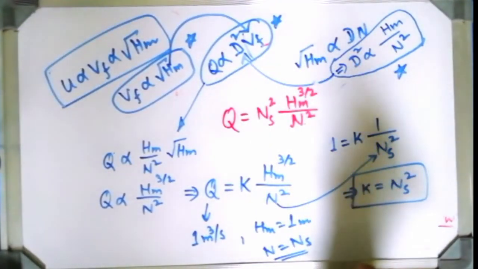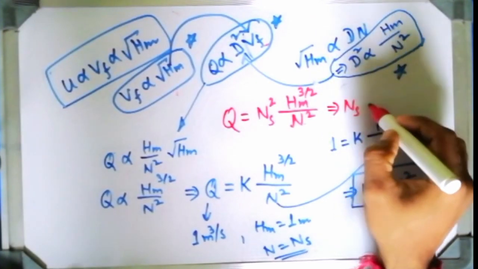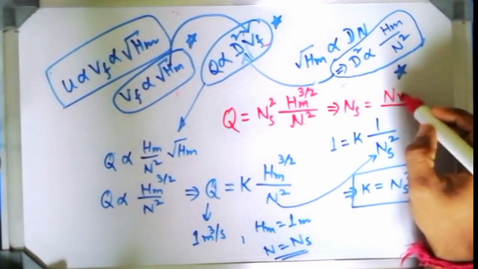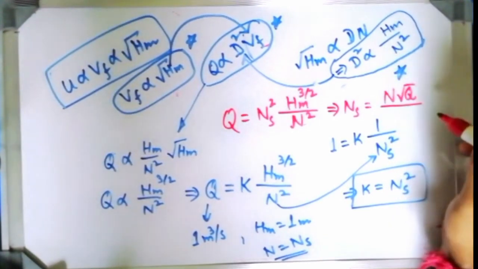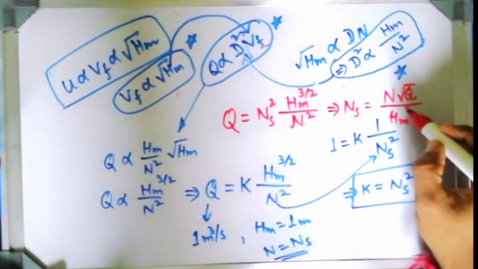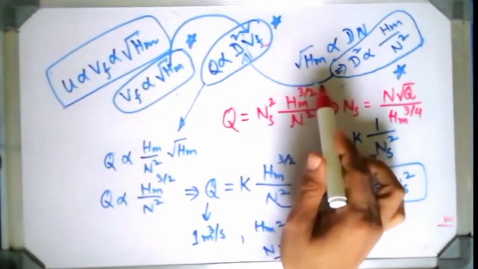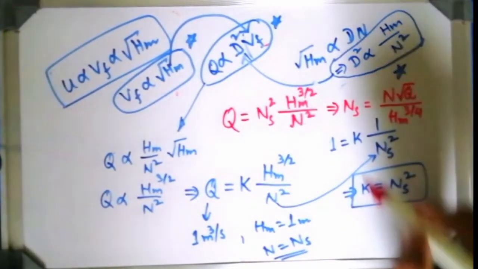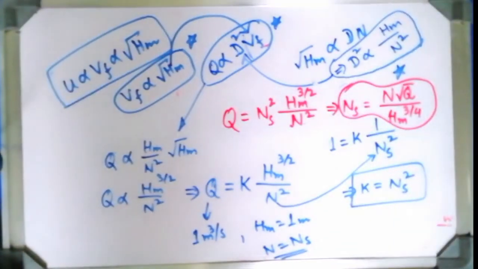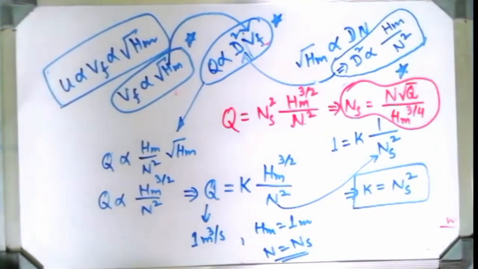If you want the expression for specific speed only, then write it for ns. Ns will be n root over q divided by hm to the power 3 by 4, because the root will be there. Over this another root will come, which becomes 3 by 4. See, have you understood this expression or not? This one. This is the expression for specific speed for a centrifugal pump.